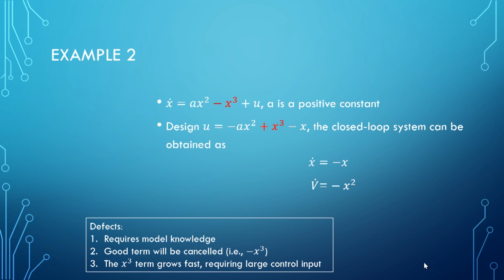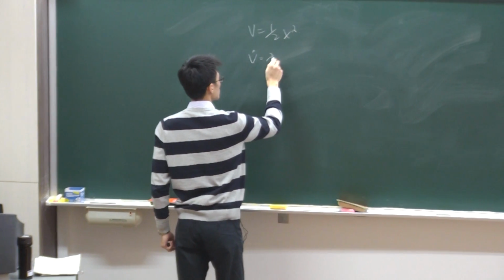So let's discuss this. What's the defect of feedback linearization controllers? Other than it requires model knowledge, the good terms will be canceled. What are good terms? This is a good term. You know why? V dot is x.